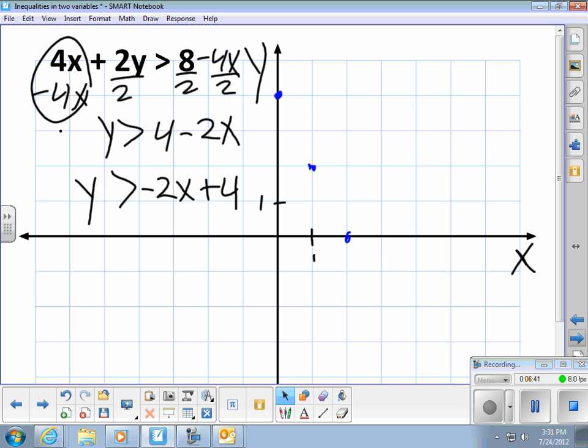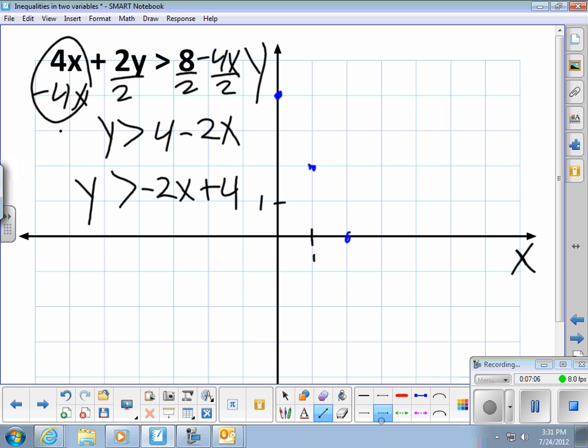Now this one doesn't have a story on it. We don't know where that equation came from, so we don't know about any limits. So that equation could keep going. However, we're not going to graph it with a solid line because it does not say y equals negative 2x plus 4. It says y is greater than.